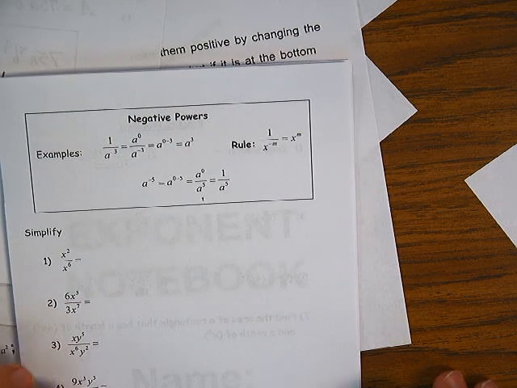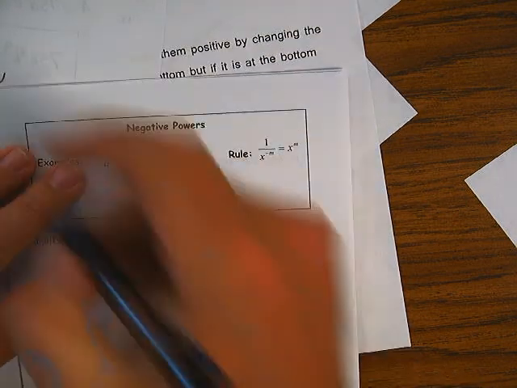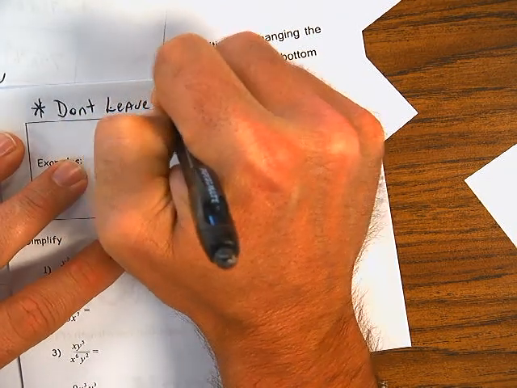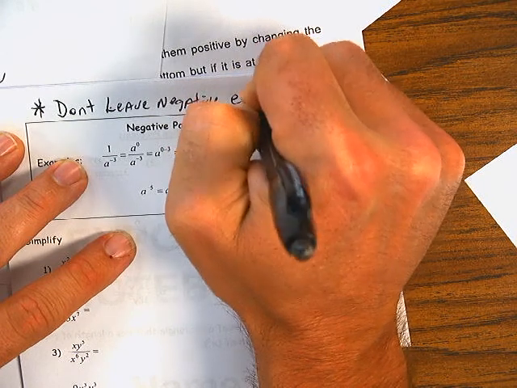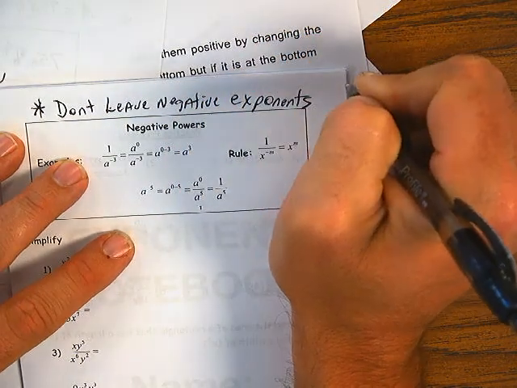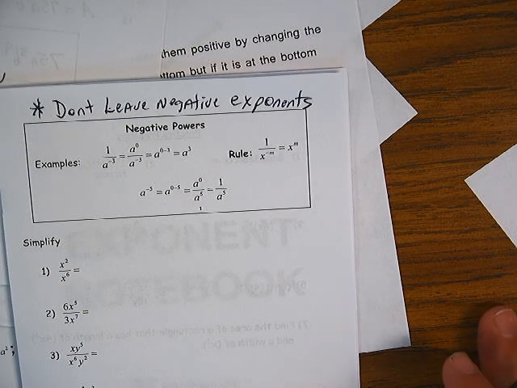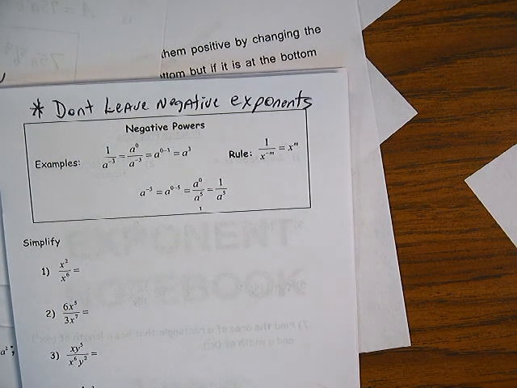Now, this is one that you said you struggled with last time a little bit. The negative powers. Don't leave negative exponents. You cannot have a negative exponent. So what we have to do is change the form of the base, which means if it's on top, in my numerator, I have to make it positive and move it to the denominator, or the bottom. If it's on the bottom and it's negative, I have to make it positive and move it to the top. There's only one of these where I have to actually use the negative exponent.